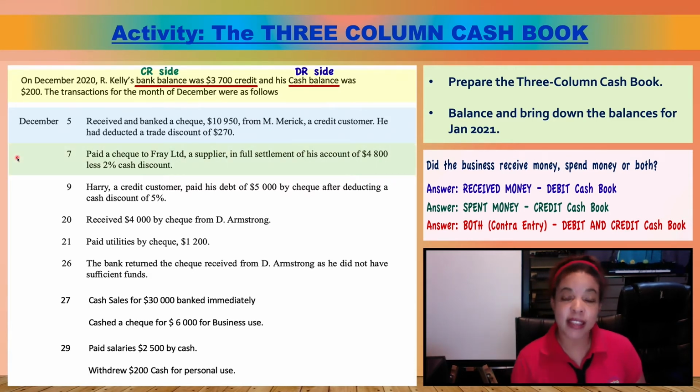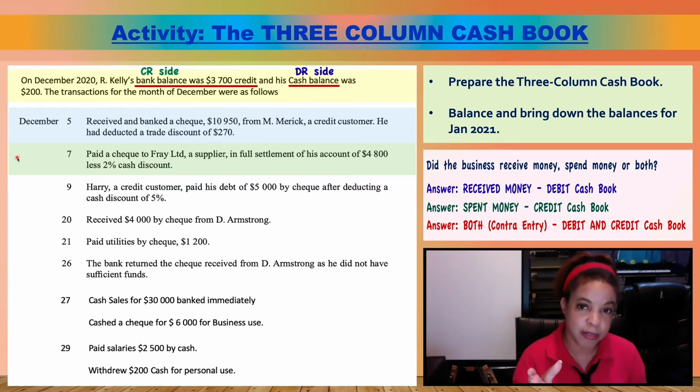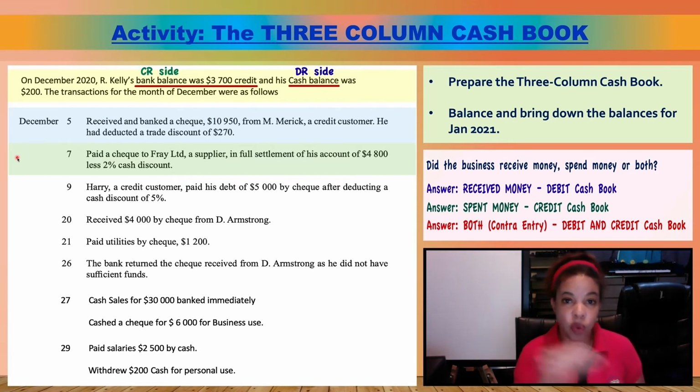Once again, in the exam, you can just make a little note. DR for December 5th, CR for December 7th, if that is how you want to do it. If you don't want to go through the whole question and make notes, but you would rather do it one time, December 5th, received, debit side, and then you would write it in on the debit side and then move on to the next one.